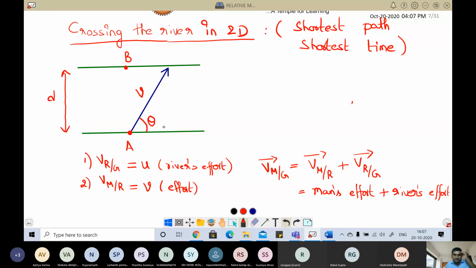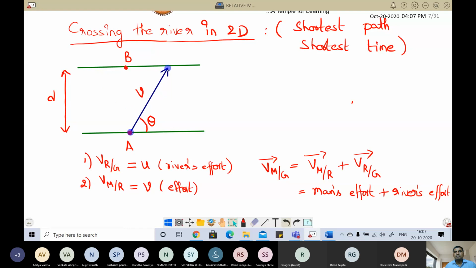This theta will vary depending upon whether you want to cross the river in shortest path or in shortest time. Yesterday we have seen, if you want to cross in shortest time, you have to cross perpendicular, then theta will become 90. If you want the shortest path, you have to head towards the left side, then your velocity will be along AB and you'll reach B directly. In that case, theta will be obtuse. Right now we are not discussing either case.